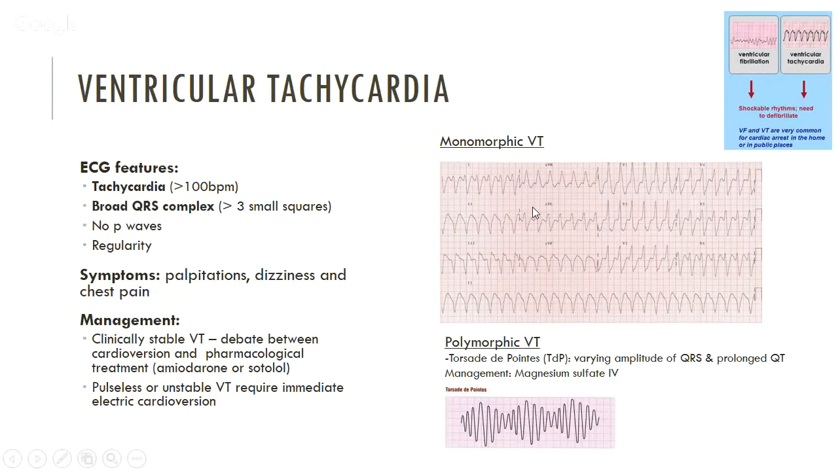Okay, ventricular tachycardia. It could be monomorphic, which is the one seen here, or polymorphic. The main polymorphic one you want to look out for is torsade de pointes, not sure if I pronounced it right, where there's varying amplitude of the QRS and prolonged QT. The management for that is magnesium sulfate. I think they might ask that question as well, like how would you manage torsade de pointes? It's magnesium sulfate.